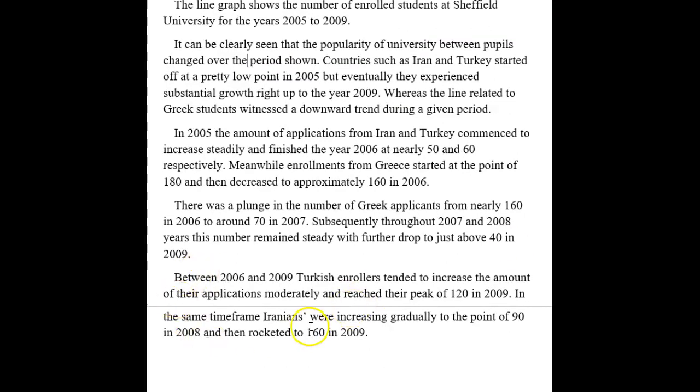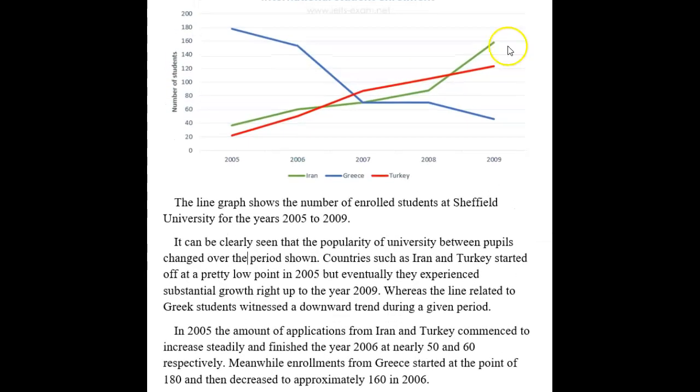Okay, in the same time frame, Iranians, you don't need the apostrophe here, increased gradually to the point of 90 in 2008. They were 50 in the previous time. Okay, so you could have said nearly doubled to 90 in 2008 and then further rocketed to 160. Okay, so with the exception, of course, of these two here, you mentioned the key points.